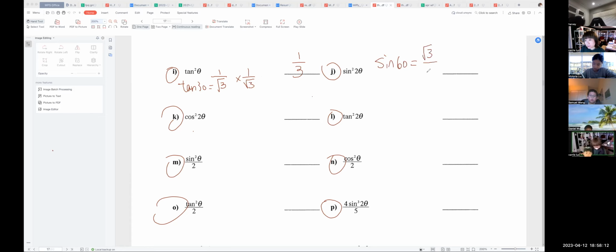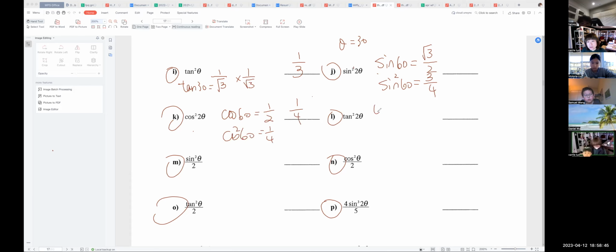Okay, so sine 60 equals what? Square root 3 over 2, right? So sine 60 squared equals 3 over 4, right, Samuel? So if theta equals 30, you first find out sine 60 equals what, then square it. Yeah, and so the answer, very good, chapter, good job: 1 over 3, 3 over 4. And cosine 2 theta equals cosine 60 equals 1 over 2. So cosine 60 squared equals 1 over 4.